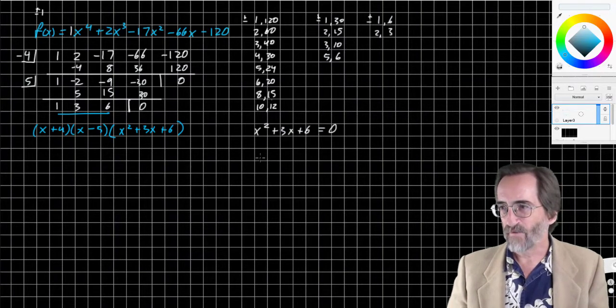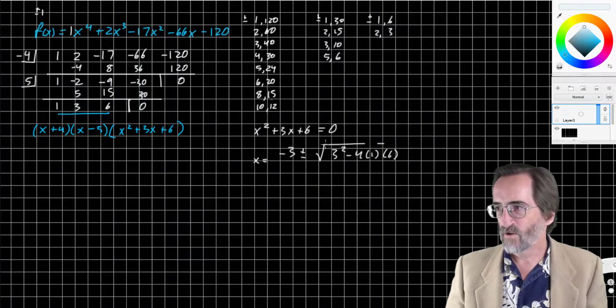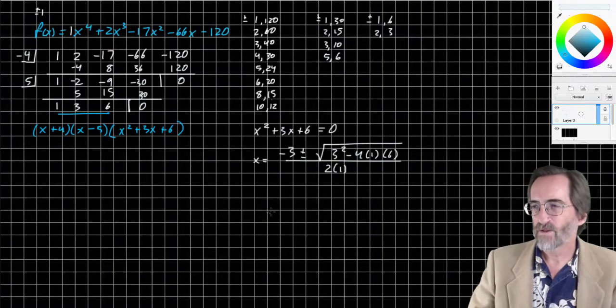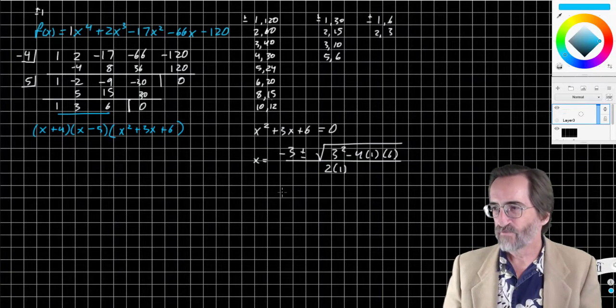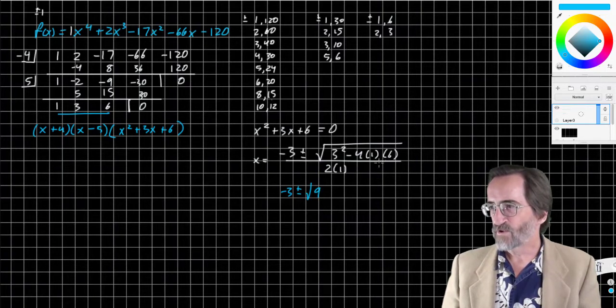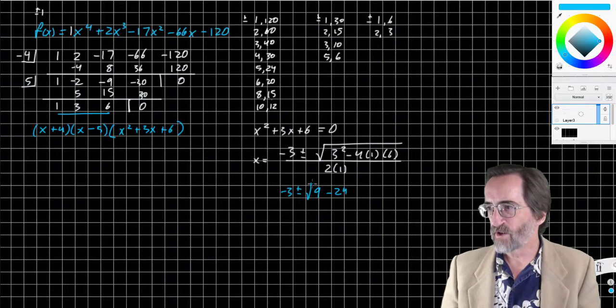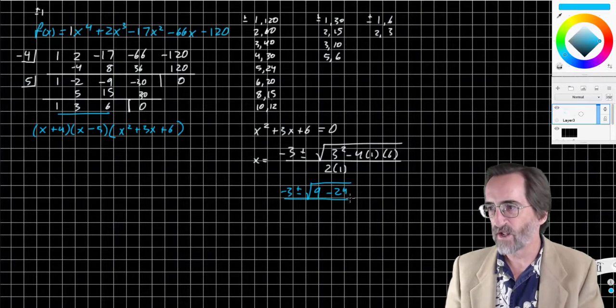Okay? Remember the quadratic formula is negative b plus or minus square root b squared minus 4ac all over 2a. Okay? And let's work that out here a little bit. Negative 3 plus or minus the square root of 9 minus 4 times 6, which is 24. So right away we know we're in trouble because we're subtracting something big from something small. We're going to get a negative square root, and we can't square root the negative.